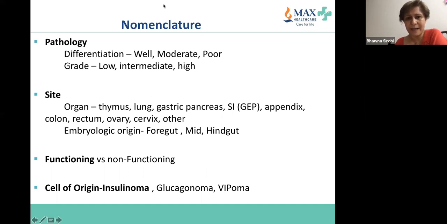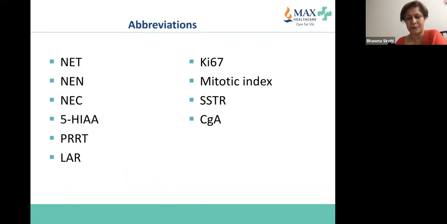And you also define them by the embryologic origin as well, by foregut, midgut, or hindgut. And they're also described in various clinical trials as functioning versus non-functioning. Functioning means that they produce certain endocrine hormones which lead to symptoms. Also, they are described by the cell of origin, which could be insulinoma, glucagonoma, VIPoma. And over the years, actually in Tata Hospital itself, I've seen patients with insulinoma and VIPoma, and we can discuss them in detail down the line.